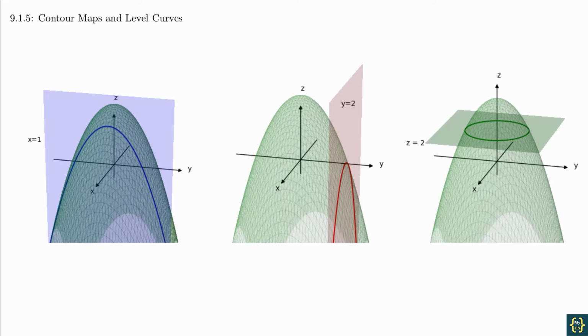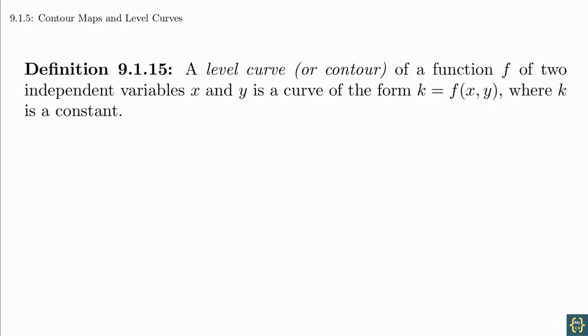Here's the formal definition. Definition: a level curve, or a contour, of a function f of two independent variables x and y is a curve of the form k equals f(x, y), where k is a constant. This definition actually gives us a method of creating level curves. We simply pick some k values, which correspond to specific heights, and then look at what we have when we set our function equal to those values.